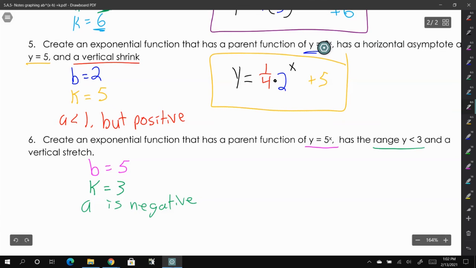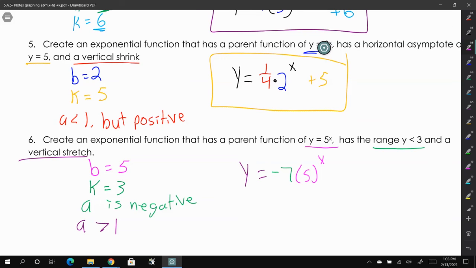And since it's a vertical stretch, that a value is greater than 1. So we'll have y equals -7, that's a negative value for a, times 5 to the x power. We don't have a horizontal shift, so I'm not going to write anything there. And then k is 3, so we have to have plus 3 on the outside. Okay, so the only thing that could have changed in this problem, you could have had a different negative number in front. You could have -12, -4, anything like that, and you still would have been okay.